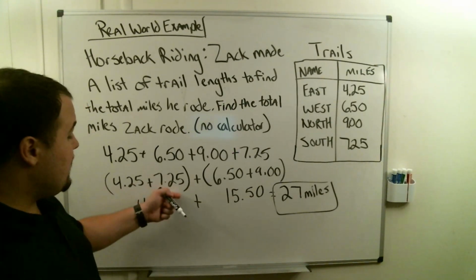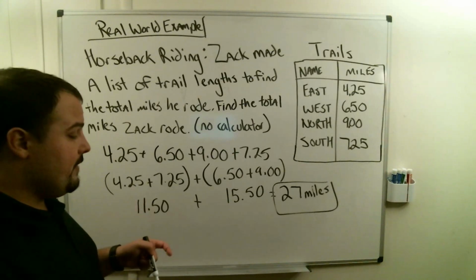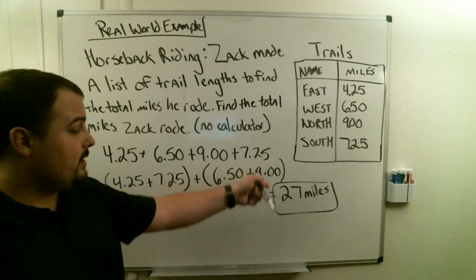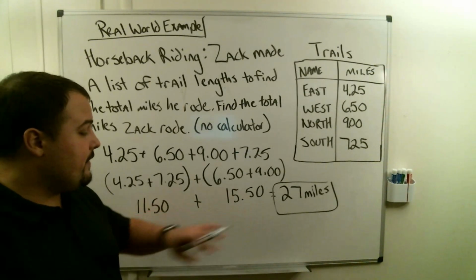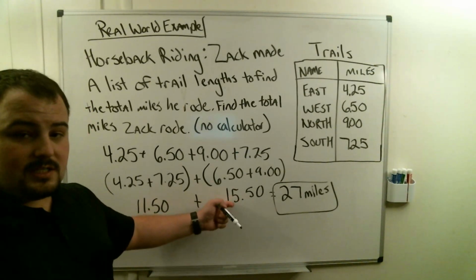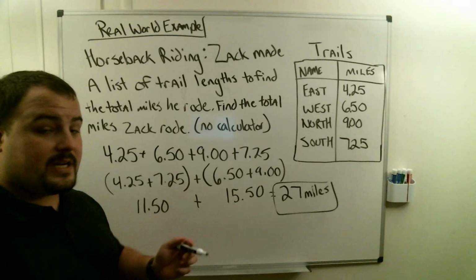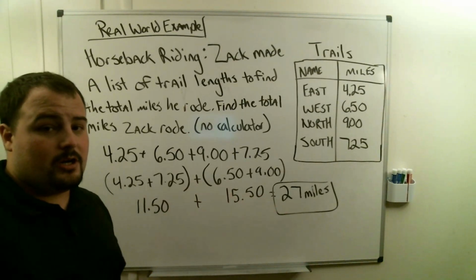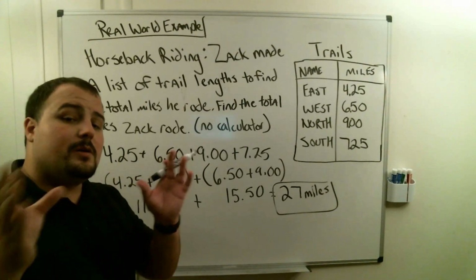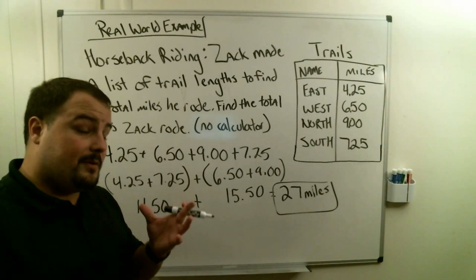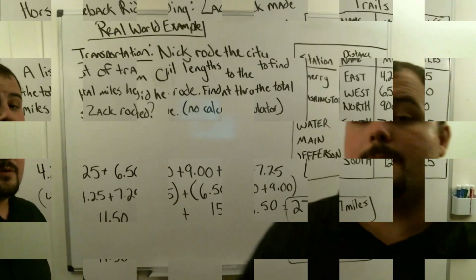So 425 plus 725, 1150. 650 plus 9 is 1550. We add 1150 plus 1550, 11 plus 15, that's 26. 50 and 50 make an extra 1, 27, good to go. So when using the commutative property, you actually make problems easier if you move numbers around that are compatible. Let's go ahead and do another problem.